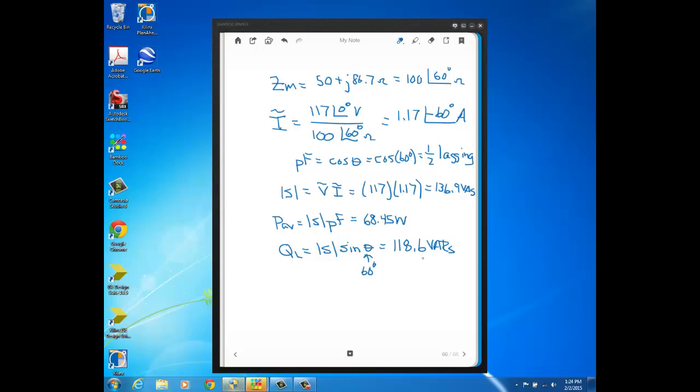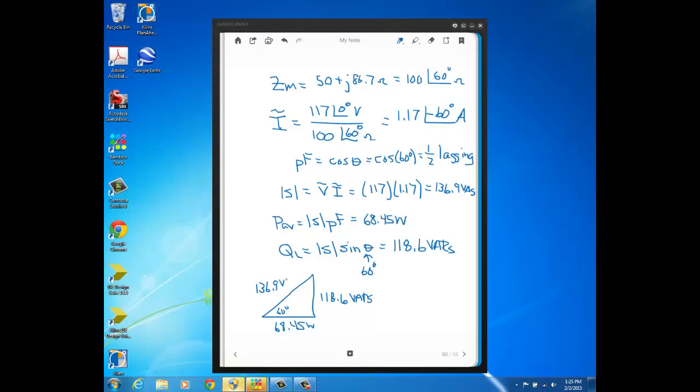So the key now: up to this point we haven't corrected the power factor. We just found the power triangle for the motor. So just real quickly again, here's our power triangle. Theta is 60 degrees. Here we have 68.45 watts. Here we have 118.6 VARs. And then our apparent power is the 136.9 VAs.